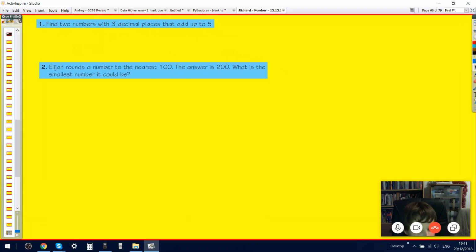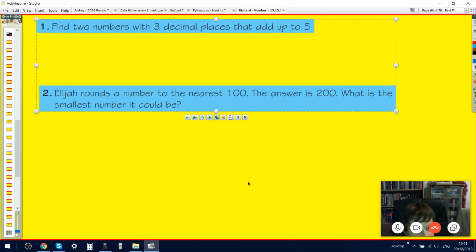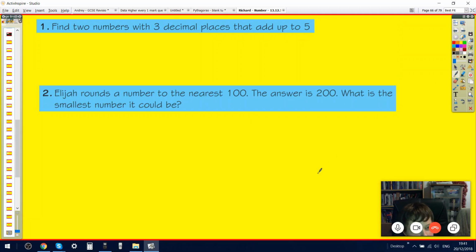Okay. What is question 1? So it says, question 1, find 2 numbers with 3 decimal places that add up to 5. Well, I know for a fact that 2.5 and 2.5 is 5, but it's asking for 2 numbers with 3 decimal places that add up to 5.